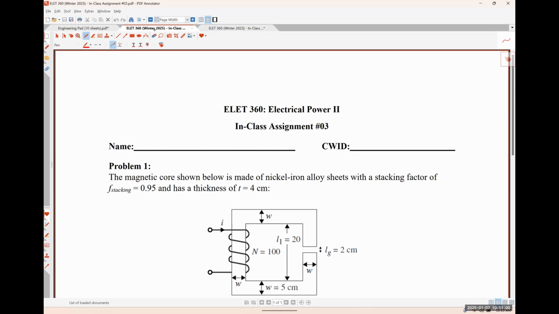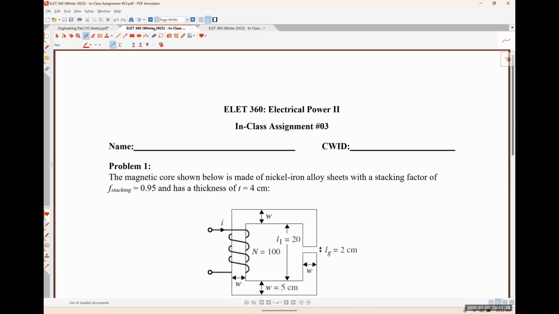So we mitigate the effects of eddy currents by breaking up our ferromagnetic material into smaller sections so that the current can't ever get big, because it can't flow through those insulating layers. So stacking factor is just a representation of how much of our core is the actual material versus how much is insulation, so that we can mitigate eddy currents propagating through things.